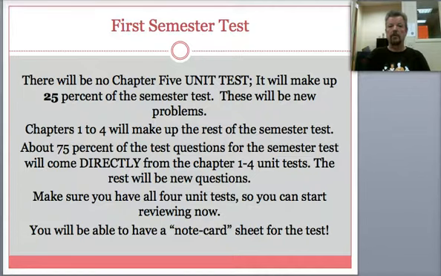Chapters 1, 2, 3, and 4 will make up the rest of the semester test. Roughly 3/4 or 75% of the test questions for the semester test will come directly from the chapter 1, 2, 3, and 4 unit tests. The rest will be new questions.